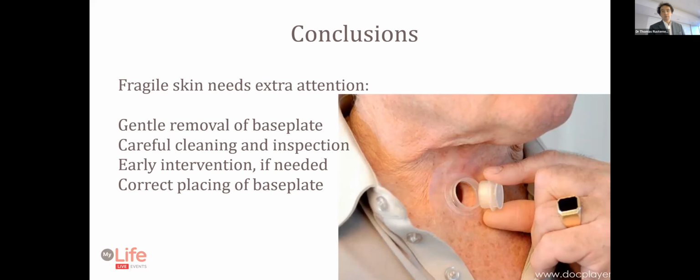And check also if the base plate has been placed in the right position. Maybe you have gained or lost weight, which might influence the choice of your base plate.